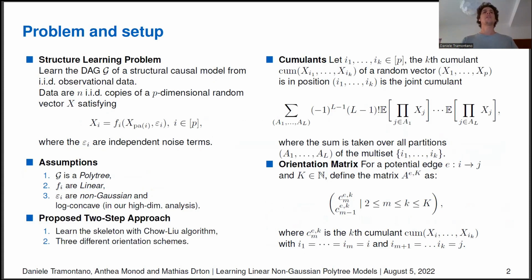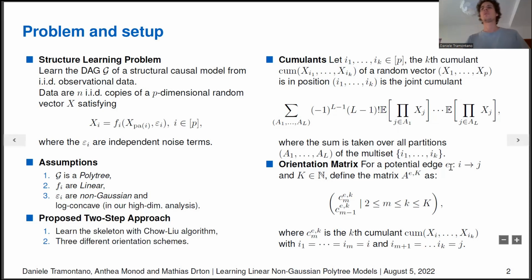To ensure both scalability and identifiability, we assume that the graph is a polytree and that we work in a linear non-Gaussian setting. We propose a two-step approach. In the first one, we learn the skeleton of the graph using the classical Chow-Liu algorithm, while we propose three different orientation schemes. All the orientation schemes leverage algebraic relations that we found among the cumulants of the distribution.